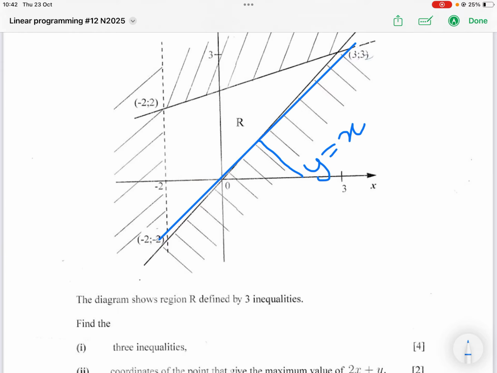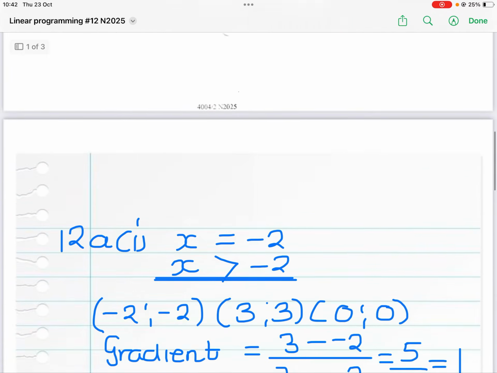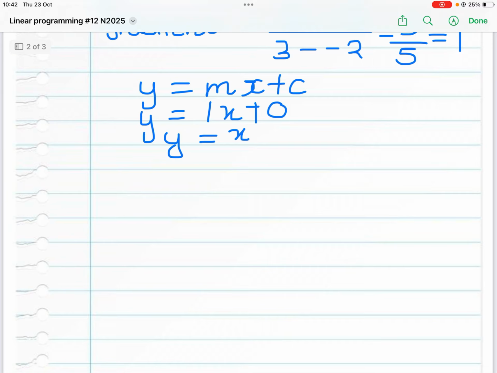And then we now need to interpret the inequality. They have shaded the region that is less than. So it means that we want the region that is greater than. When we are now writing our inequality, we are going to say y is greater than or equal to x. This is going to be our second inequality.